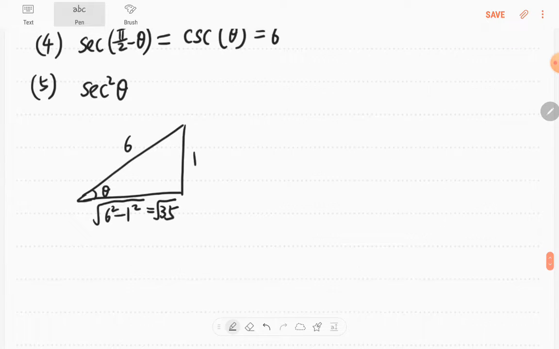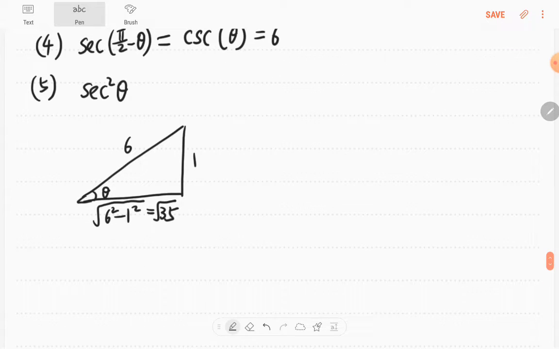Okay, so the secant square is what? Secant is hypotenuse over adjacent, right? 6 over square root 35. Then don't forget it's square. So this is 36 over 35.